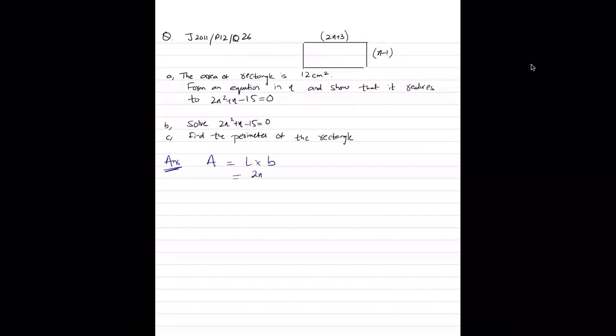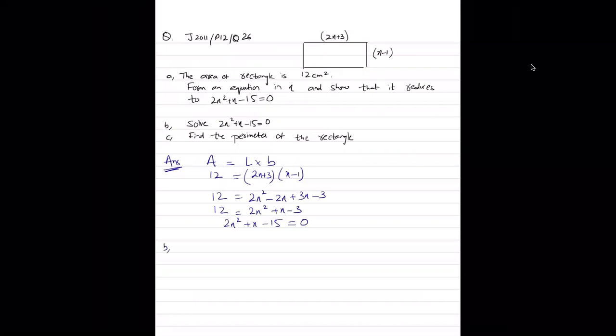The length is 2x plus 3. The width is x minus 1. The area is 12. If you multiply out the brackets, you get 2x squared minus 2x plus 3x minus 3. Now you can just simplify this. 2x squared plus x minus 3 equals 12. 2x squared plus x minus 3 minus 12 is nothing but minus 15. So hence you have proved that it reduces to this equation.